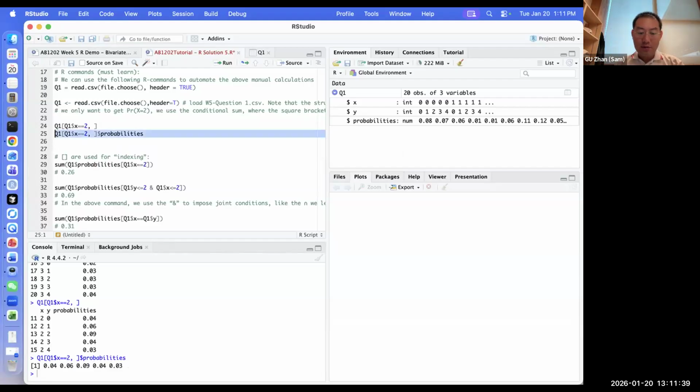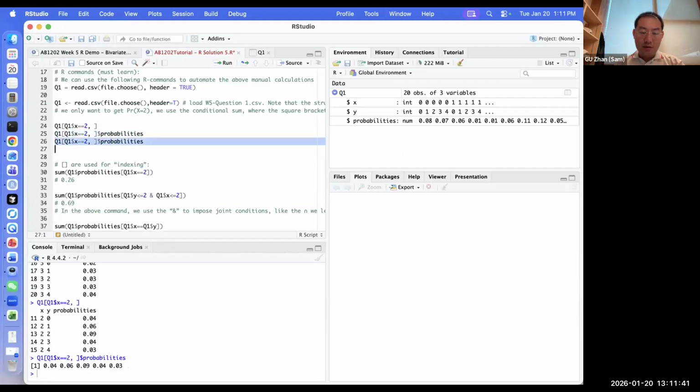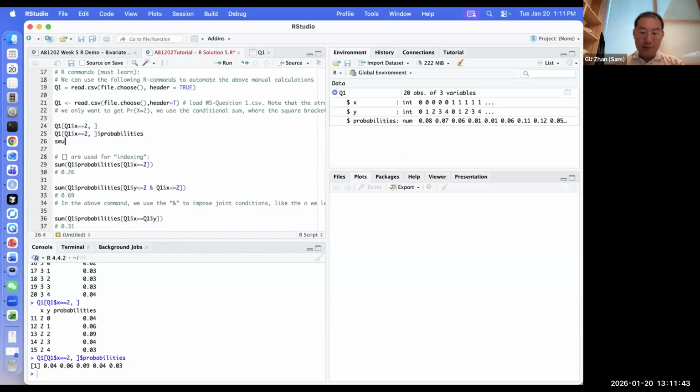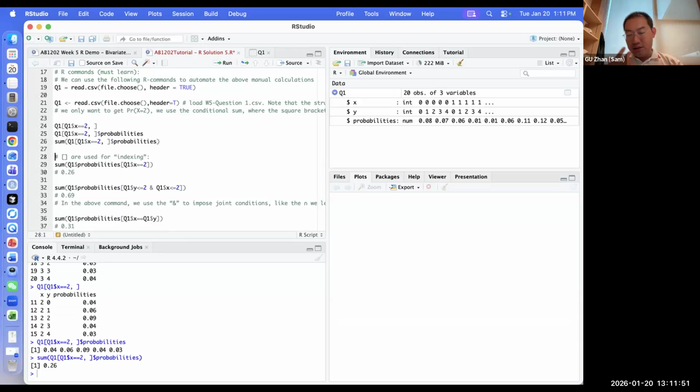Then after that, what shall we do? We're going to sum it. So I can do sum, parenthesis, then Command B or Control B, paste it. Then you run it. It gives you 0.26. This is the sum of 4%, 6%, 9%, 4%, and 3%. Sum them together, you get 26%, 0.26.